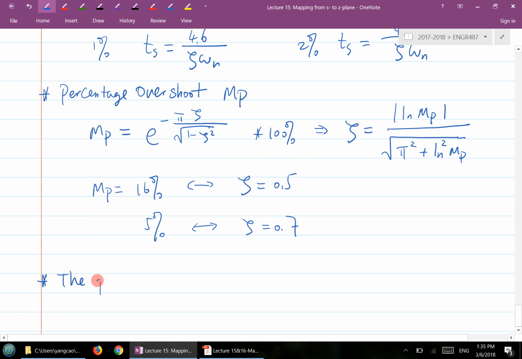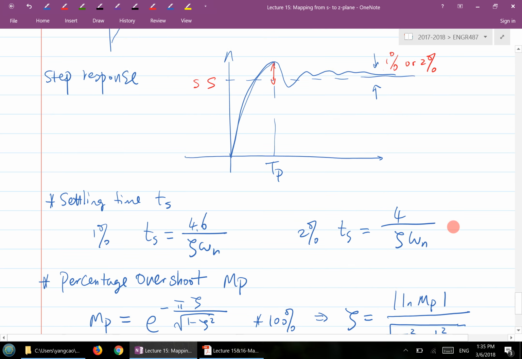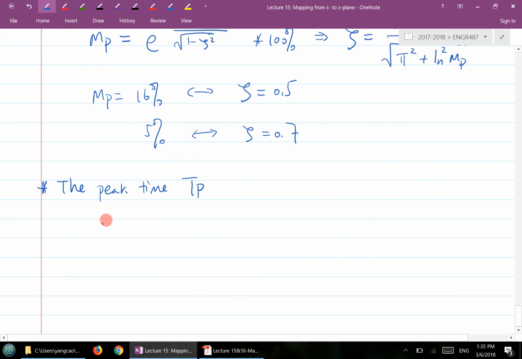And one more is the so-called peak time. Basically, how long does it take to reach the peak? So this is the peak here, and this gives you the peak time, capital TP. The formula for TP is pi over omega d, where omega d is the damped natural frequency.